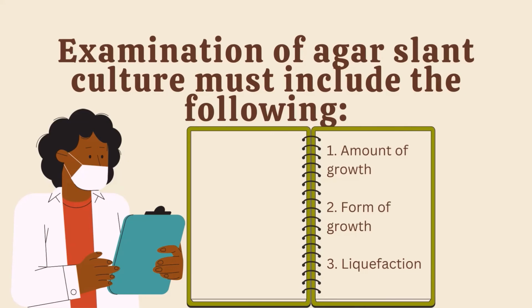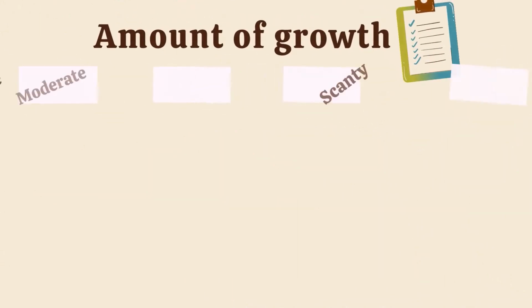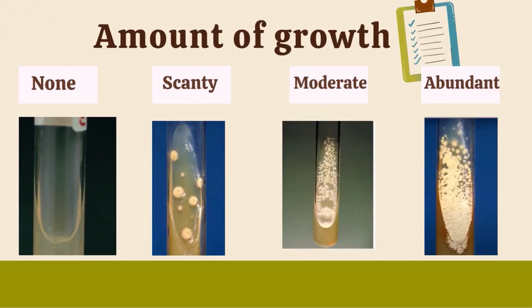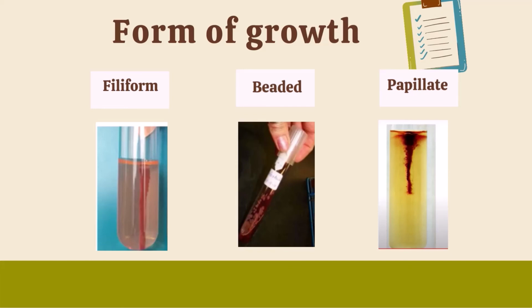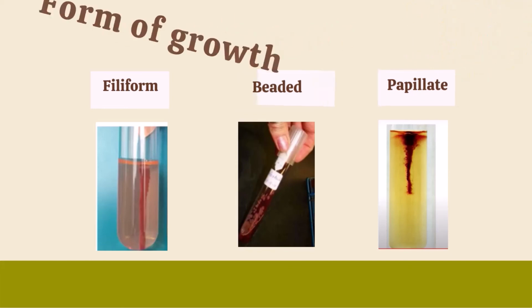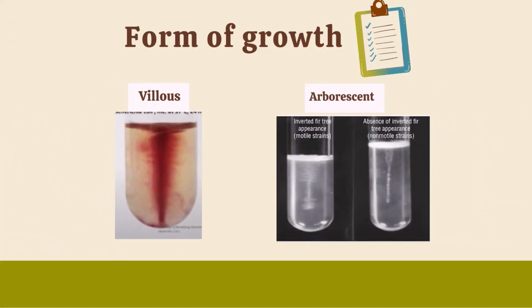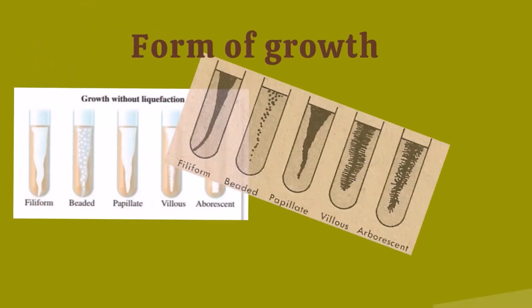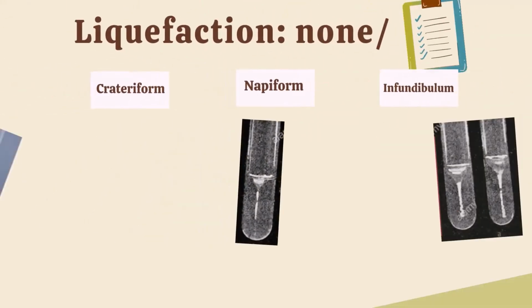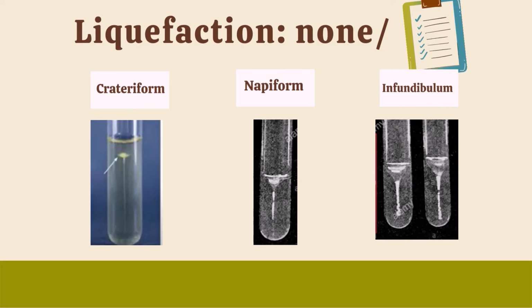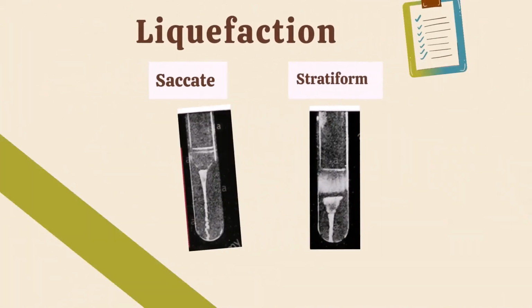Examination of agar slant culture must include the following: amount of growth, form of growth, liquefaction. Amount of growth: none, scanty, moderate, and abundant. Form of growth: filiform, beaded, papillate, villous, and arborescent. These are the forms of growth. Liquefaction: none or crateriform, napiform, infundibuliform, saccate, and stratiform.